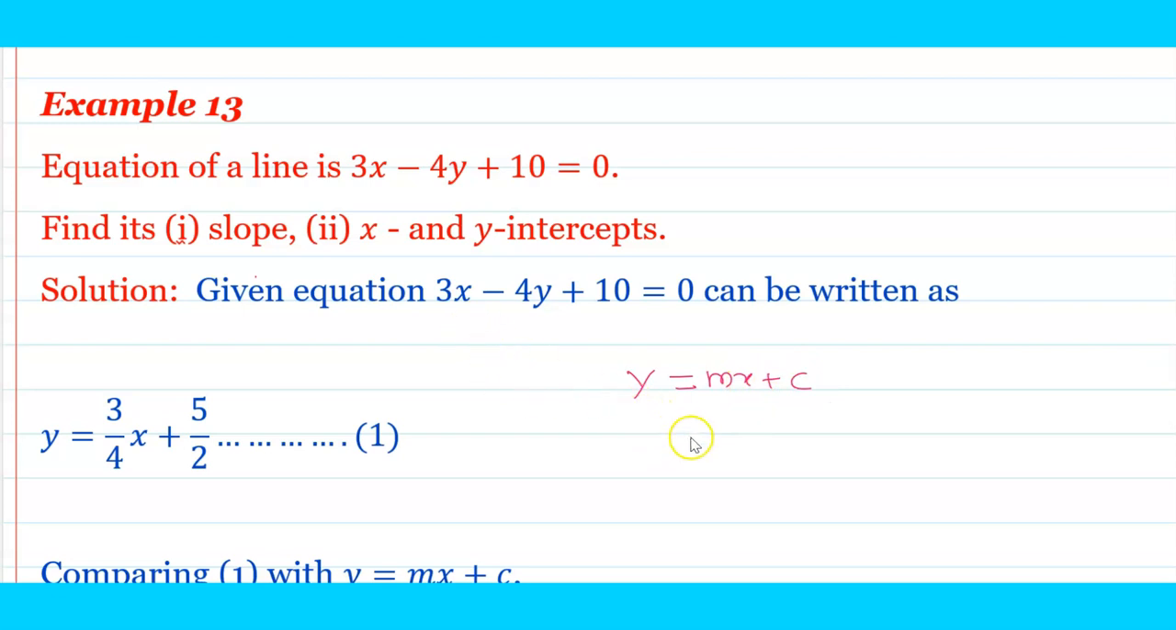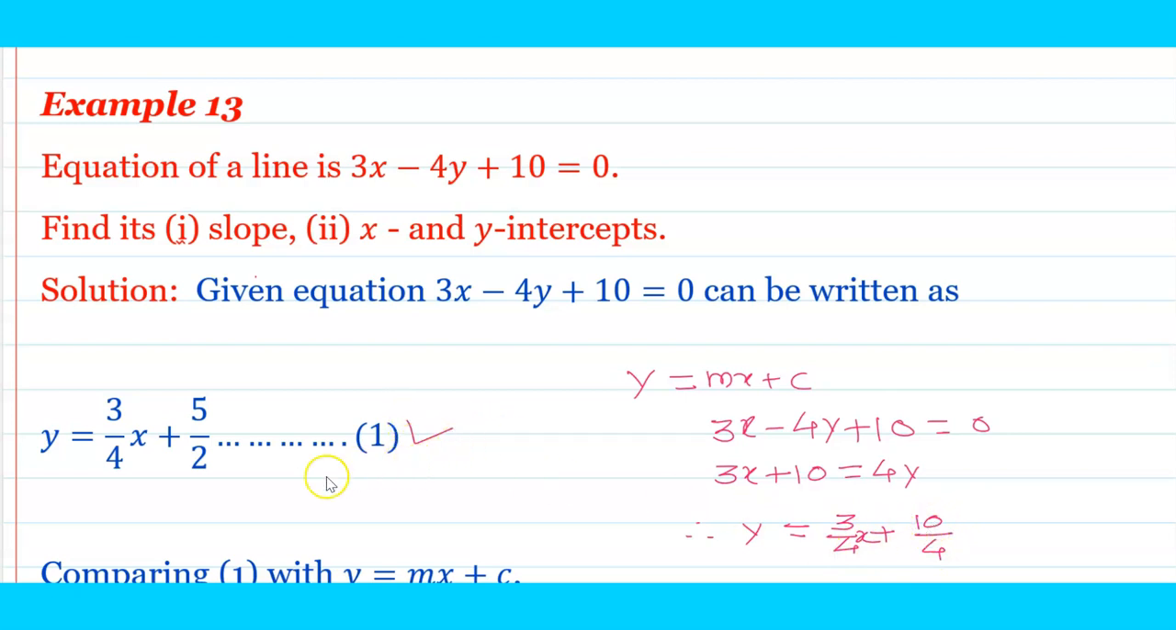Okay, now see this, here we have the equation 3x minus 4y plus 10 is equal to 0. Transfer this 4y to the right hand side, then you will get 3x plus 10 is equal to 4y. Divide on both sides by 4, and we can write it like this: y is equal to 3x by 4 plus 10 by 4, which means 5 by 2. That's why the equation is y is equal to 3 by 4 x plus 5 by 2.